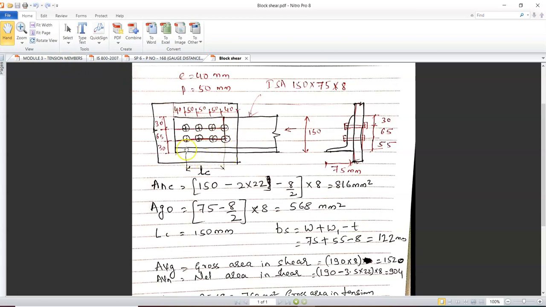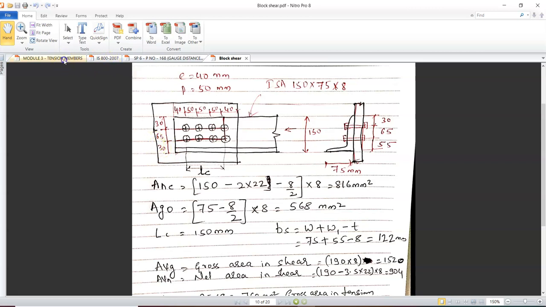Now coming back, hope the arrangement of the bolts is clear. Only after the arrangement of the bolts should you go for the further calculation, otherwise it becomes difficult. Now one small correction here: this has to be 55 instead of 30. Please draw it correctly in your book.